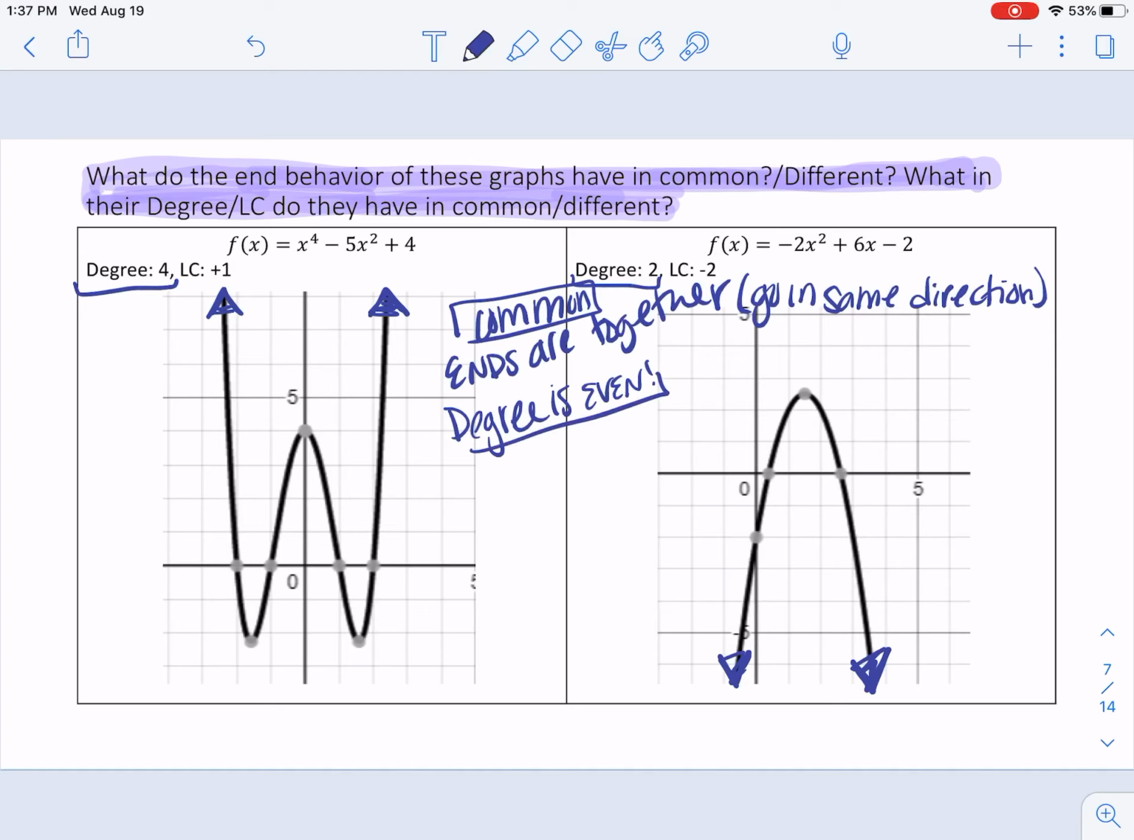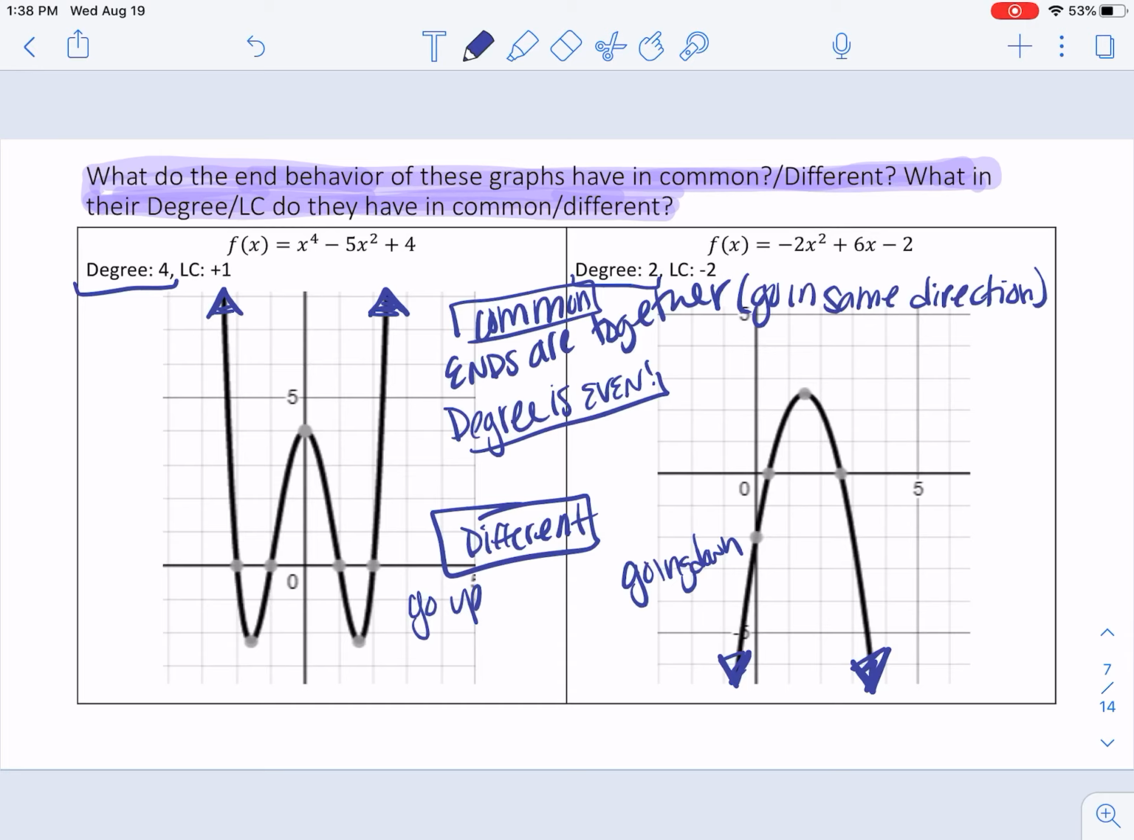Now, some people came up with some different things they have in common, but those are the important ones. So this is what you need to make sure you're understanding. The ends go together because the degree is even. Now, there are some differences here. On this one, they're going up. Over here, they're going down. Once again, obviously, I'm talking about the end behavior.